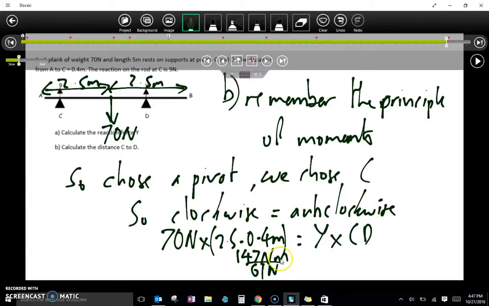Notice the units I've got here, newton meters. Then I divide that by Y to move it down, so I've just got the length of CD here. Now you should use the units, because once I get rid of those newtons, newtons divided by newtons is nothing, it leaves me with meters, which is telling me that I'm working out the right thing, I'm looking at this distance. So 147 newton meters divided by 61 newtons is 2.4 meters. So the distance from C to D is 2.4 meters.